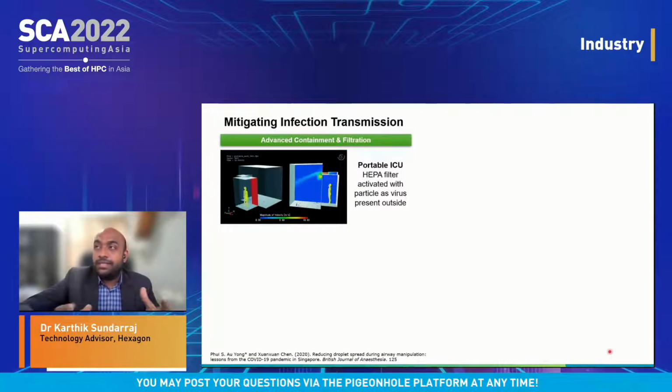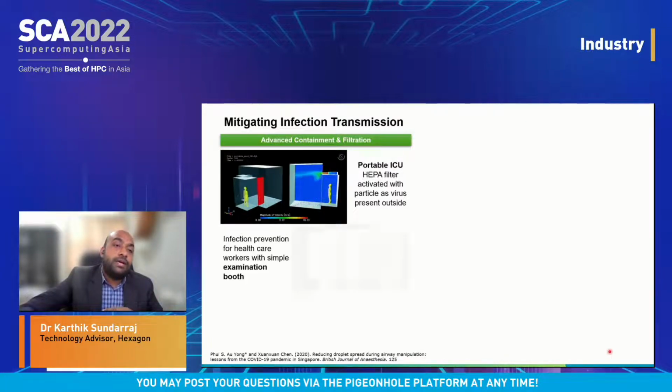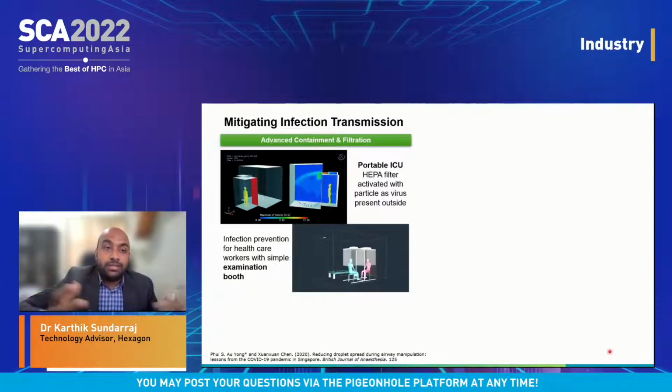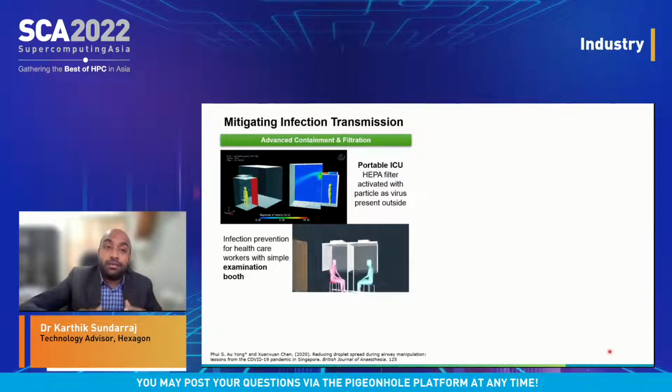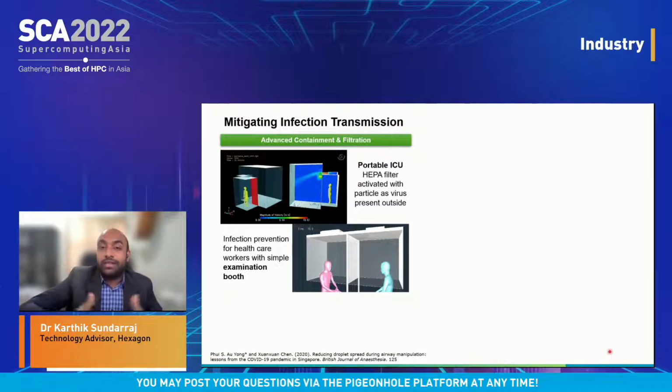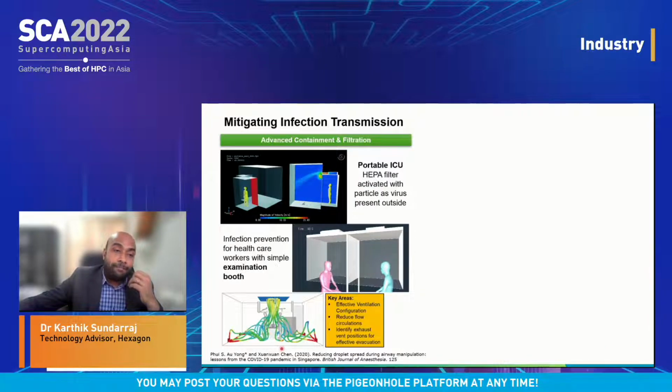One is containment. I think during COVID, a lot of containment activity happened. So this is an example of a portable ICU where we are using HEPA filters, activated particles, cleaning of people who are entering ICUs and so on. Infection prevention booths, that is, a doctor and a patient trying to meet. How can you use effective filtration methods to keep the viruses contained while this discussion is happening, and many other things. I think even ASHRAE has given a clear mandate on how the ventilation should happen to avoid recirculation inside operation theaters and so on.